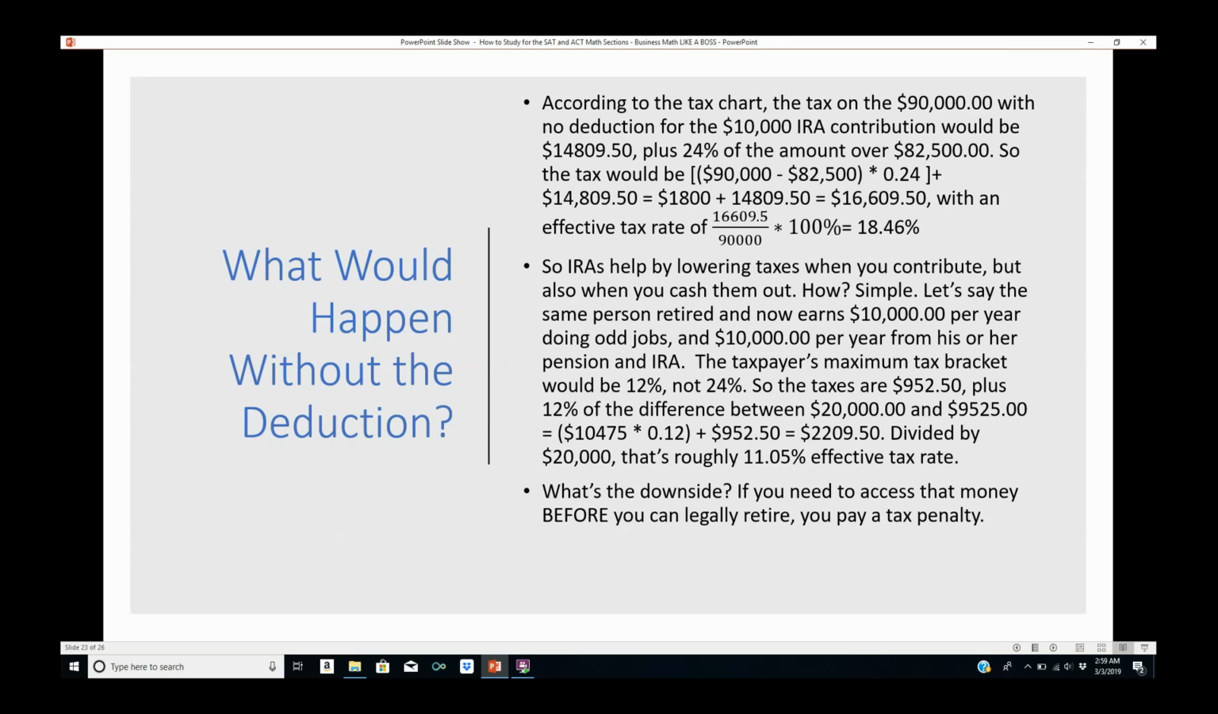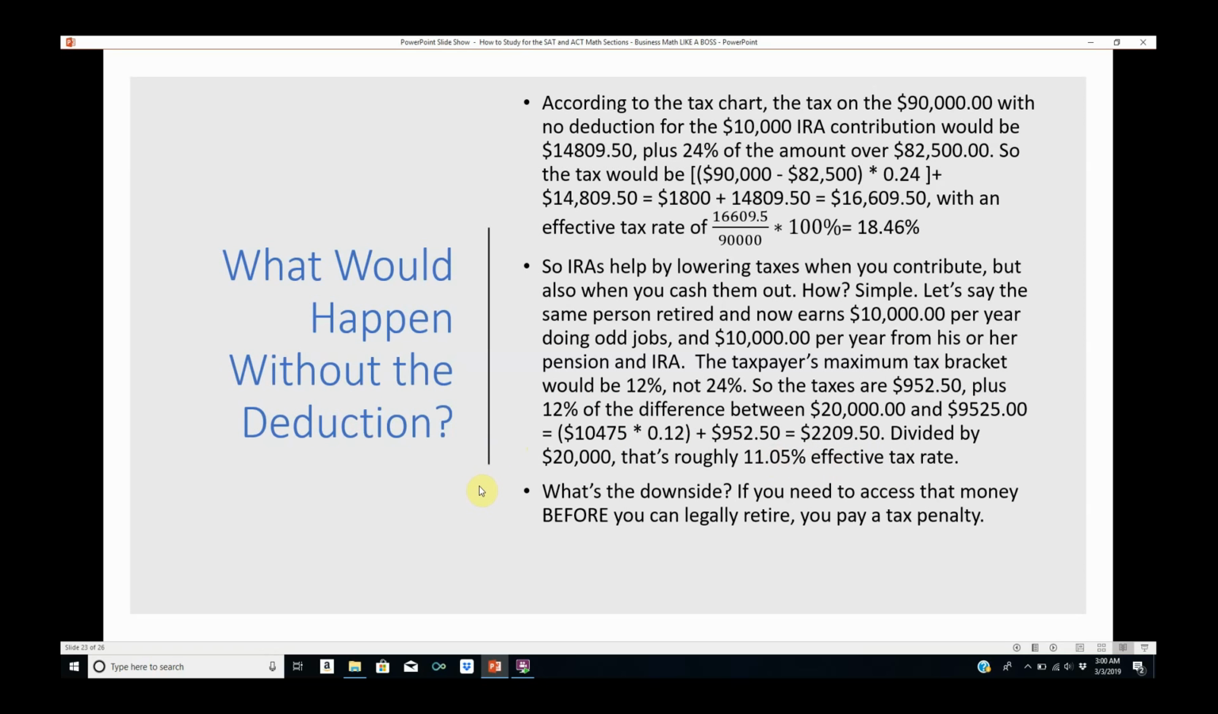The IRA also helps by lowering taxes when you contribute, but also when you cash them out. How? Well, it's simple. Let's say the same person retired and now earns $10,000 per year doing odd jobs and $10,000 per year from his or her pension and IRA. The taxpayer's maximum tax bracket would be 12%, not 24%. So the taxes are $952.50 plus 12% of the difference between $20,000 and $9,525, which is $10,475 times 0.12 plus $952.50, which is $2,209.50. Divided by $20,000, that's roughly 11.05% effective tax rate.